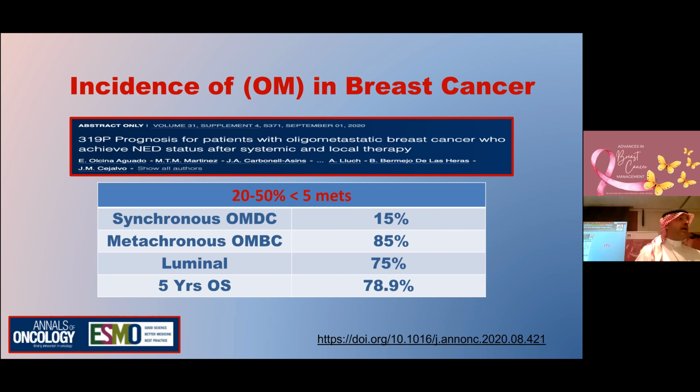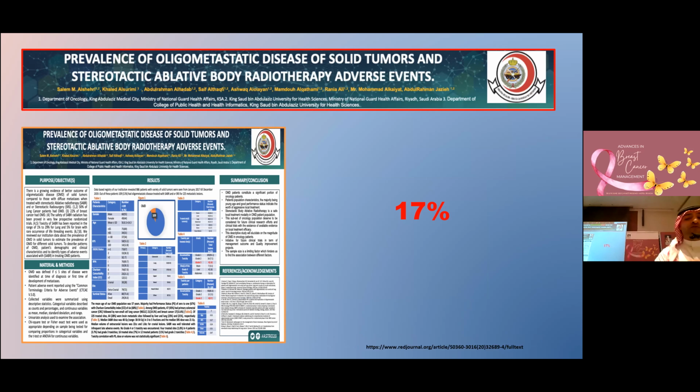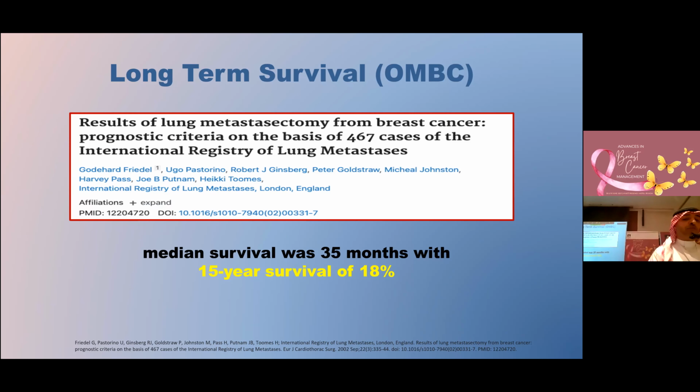We have our own data. This is an abstract published last year in 2020. We found that the oligometastatic breast cancer patient population is around 17%. This is a nice study just to go backward. In 2002, they found that oligometastatic breast cancer patients, if they have lung metastases by England, the median survival was 35 months, 15 years overall survival reached about 18%. This is a paper of 2002.